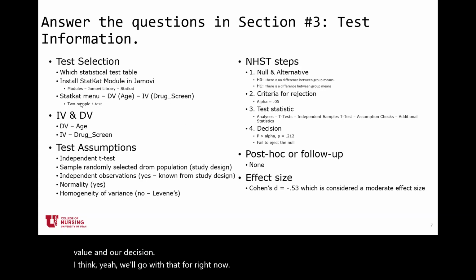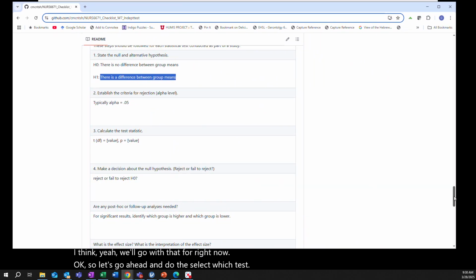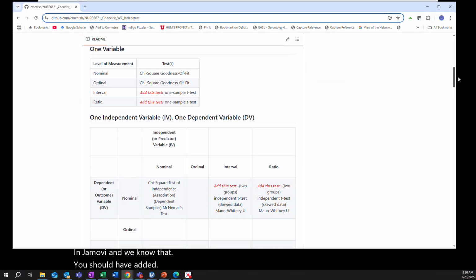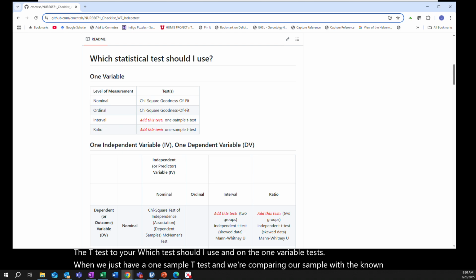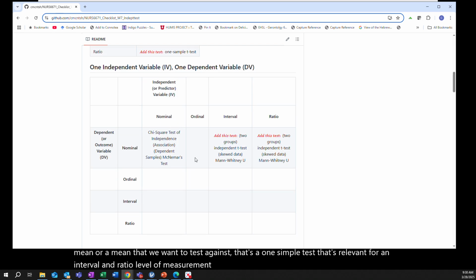Okay, so let's go ahead and do the select which test in Jamovi, and we know that you should have added the t-test to your which test should I use. And on the one variable tests, when we just have a one sample t-test and we're comparing our sample with the known mean, or a mean that we want to test against, that's a one sample test that's relevant for an interval and ratio level of measurement. And then you should have added an independent t-test for interval and ratio up here.